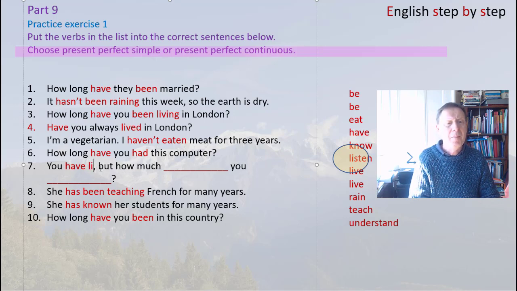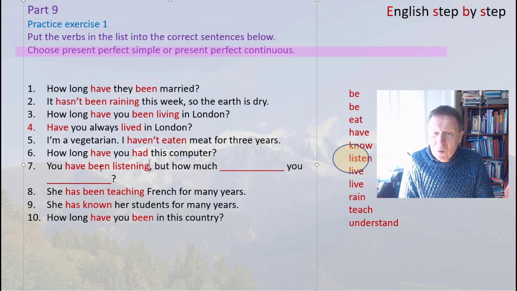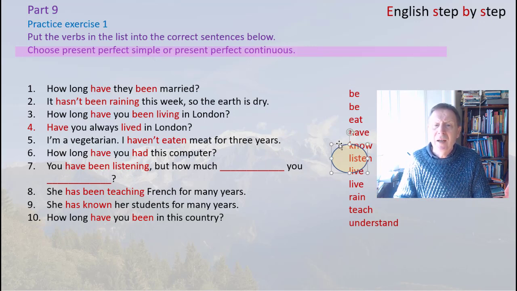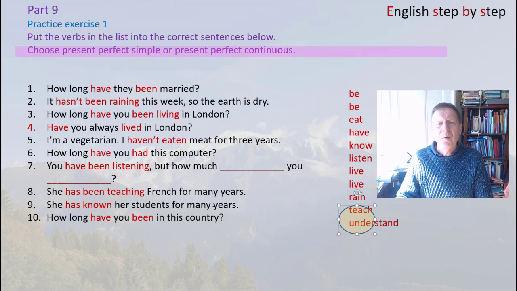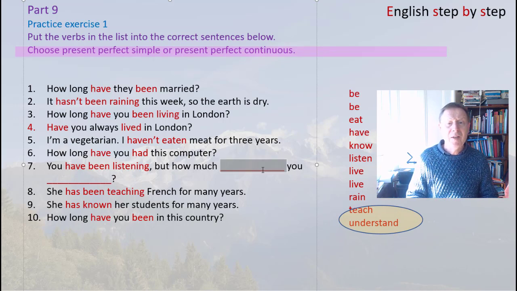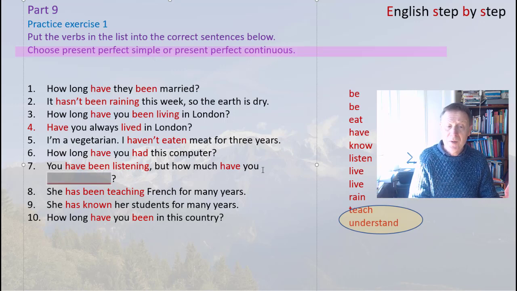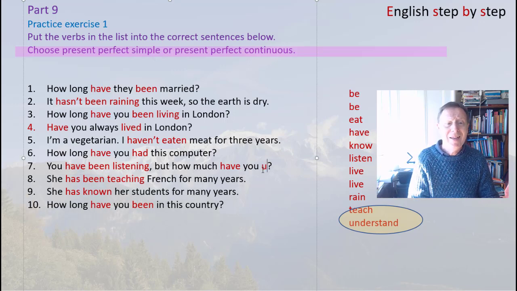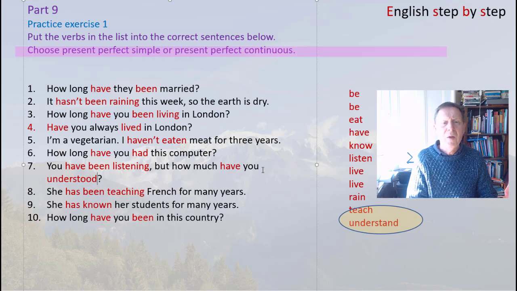You have been listening. And the other verb we haven't used is understand. And understand, like know, is another verb which is rarely used in the continuous form. So here, let's put it in the simple form with have, you, and then the past participle, irregular past participle, is understood. So there you have a sentence in which the first part is continuous and the second part is simple. You have been listening, but how much have you understood?